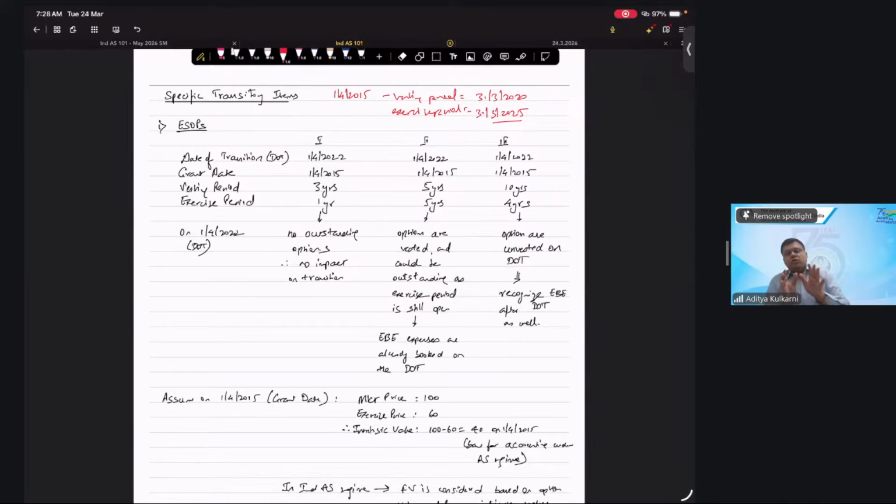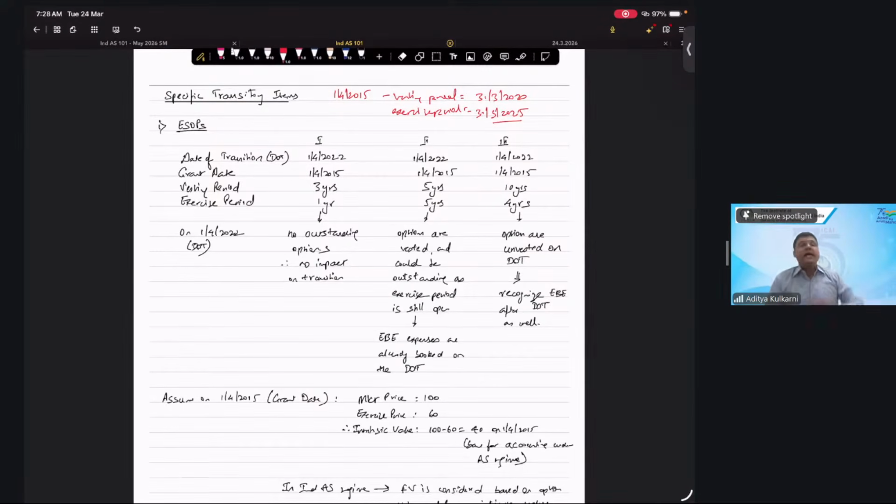Okay. So on the date of transition, your SBP reserve is already sitting at intrinsic value. Will there be any addition to this? The answer is no. There will not be any addition to this, because in this particular case, the vesting period is over.